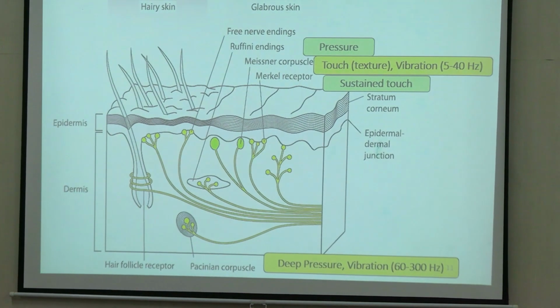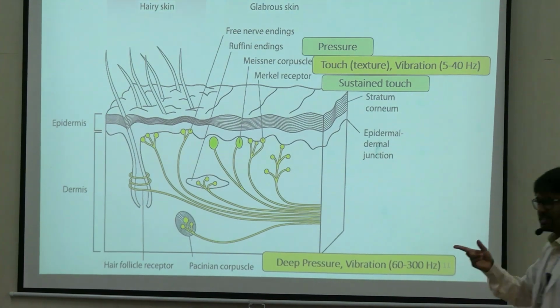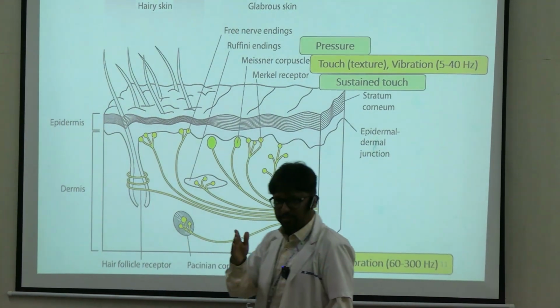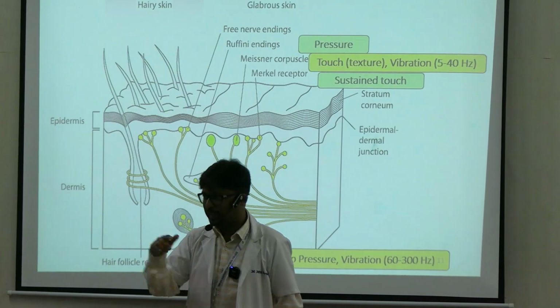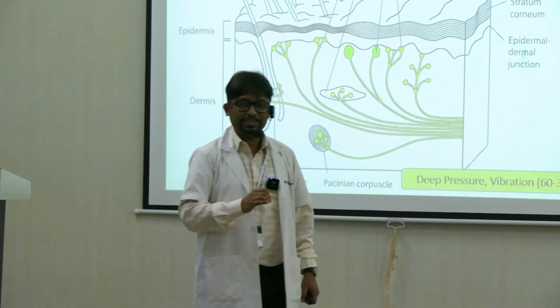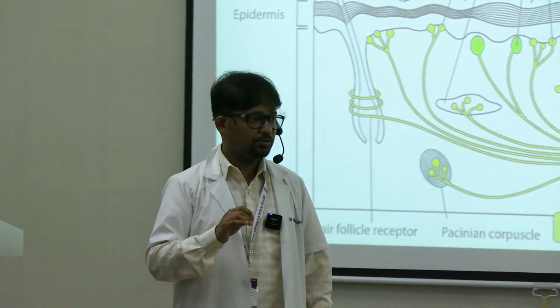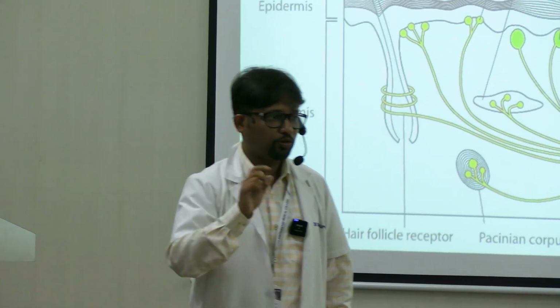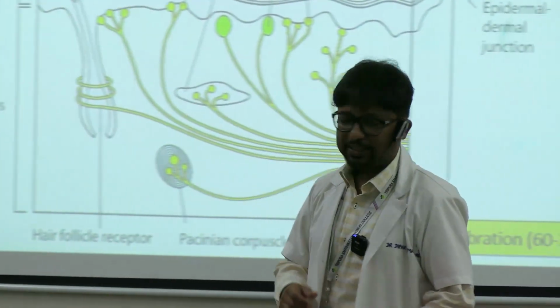So in vibration, what is happening? Vibration is a cyclical stimulus. At one point there is a stimulus, then it goes off, again there is a stimulus, again it goes off. So for a vibration to be identified, it is essential that the receptor should be rapidly adapting. On and off should be rapidly identified as separate.